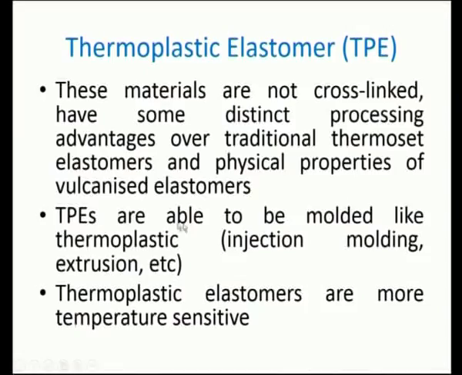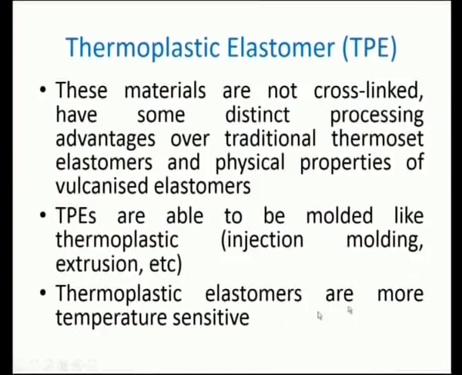Thermoplastic elastomers are able to be molded like a thermoplastic, by injection molding, extrusion, etc. These are all types of molding. Whatever way you want to mold, or whatever shape you want, based on that you can make this thermoplastic material. Thermoplastic elastomers are more temperature sensitive. That means, if you heat it, it will soften, and on further heating it will melt.